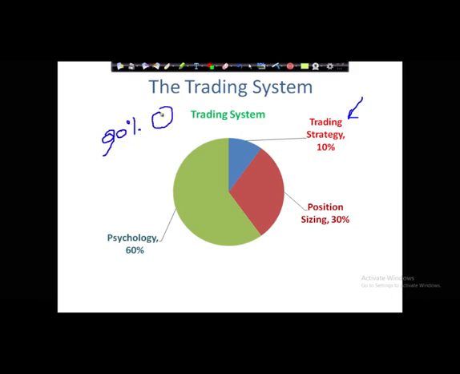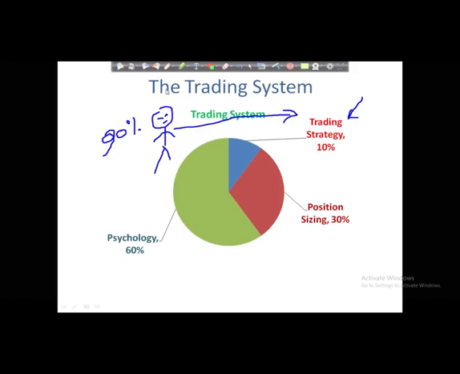90% of people are only focusing on trading strategy. I'm telling you, 90% of people are focusing on trading strategy only. They are looking for the secret to success, they are looking for only a trading system.